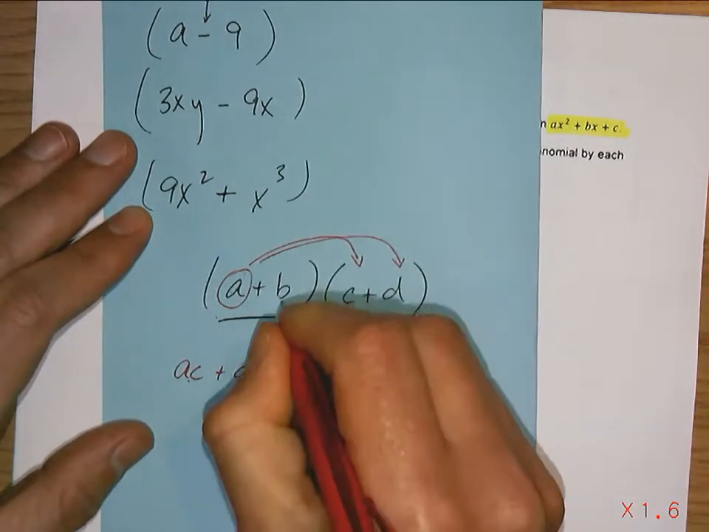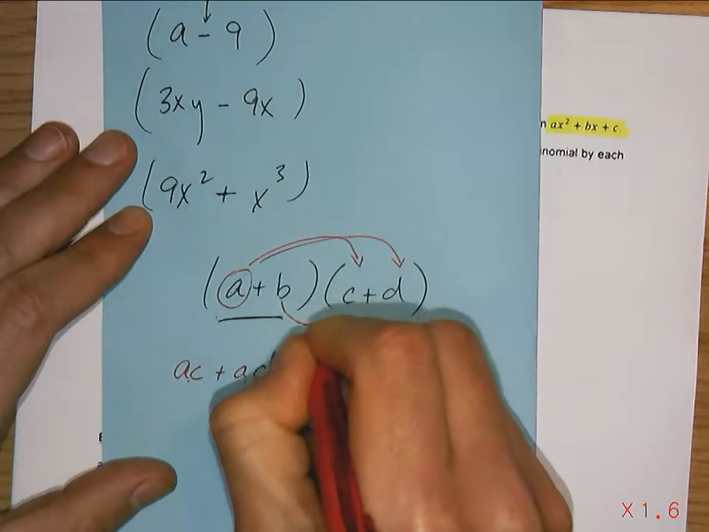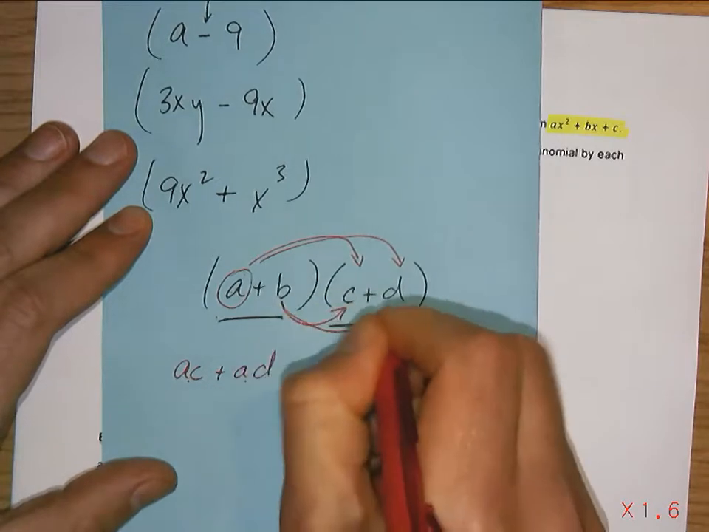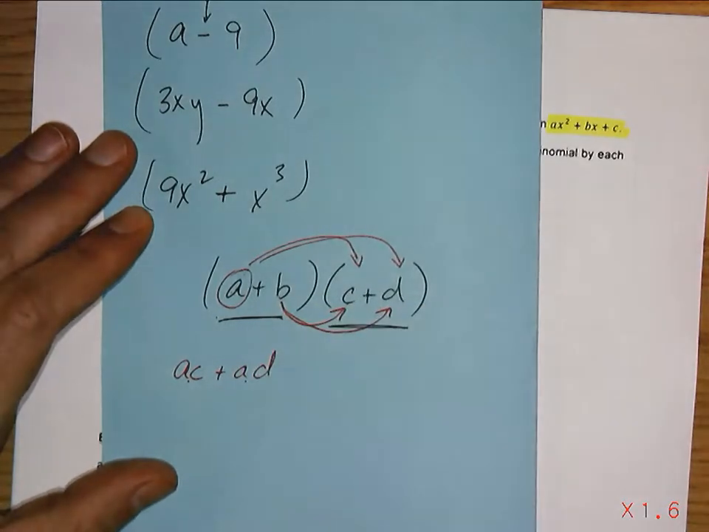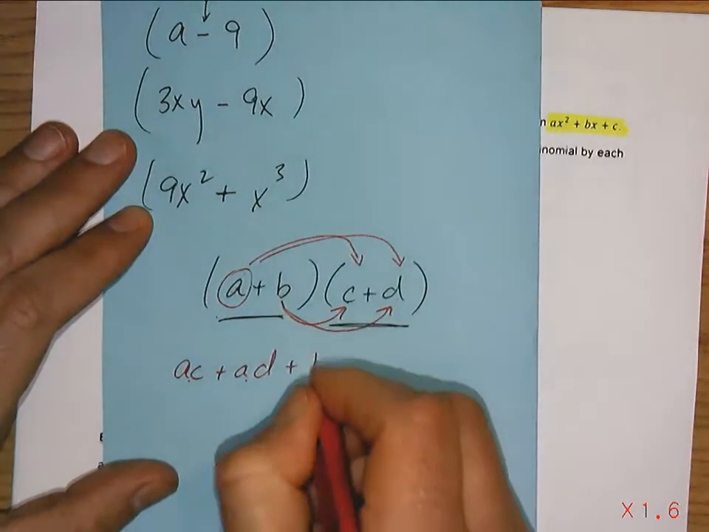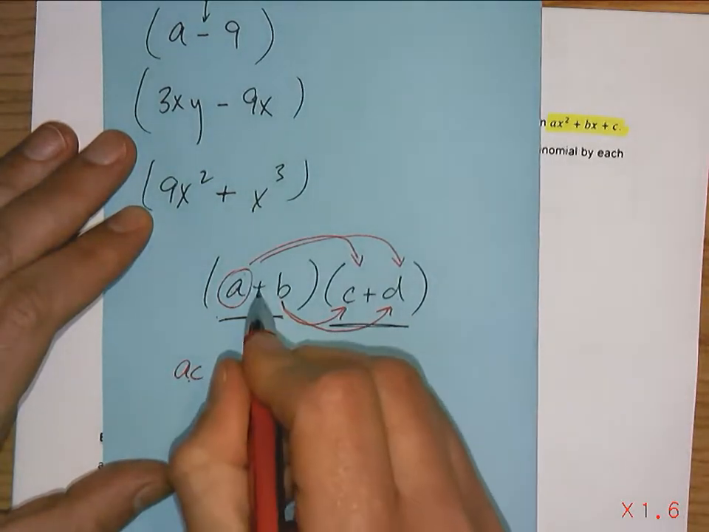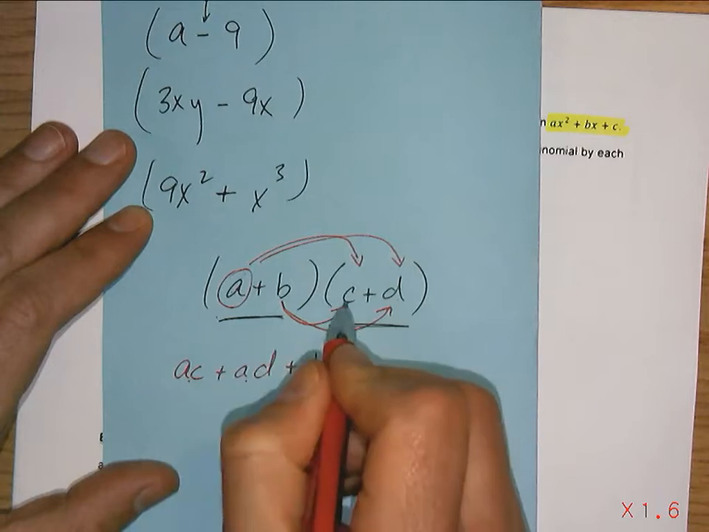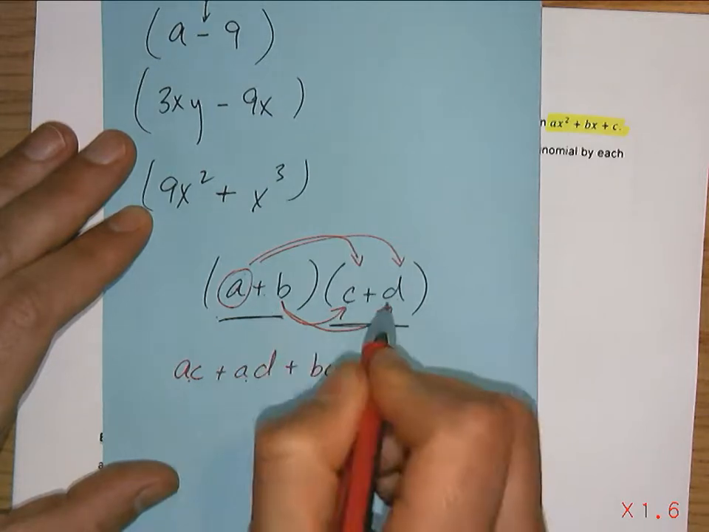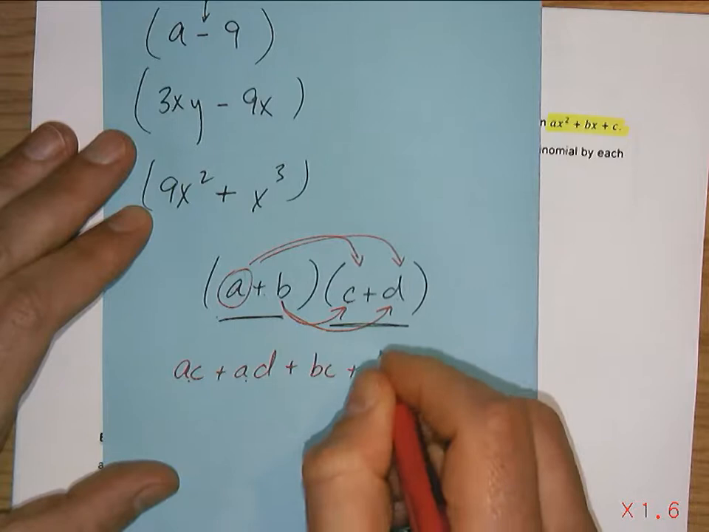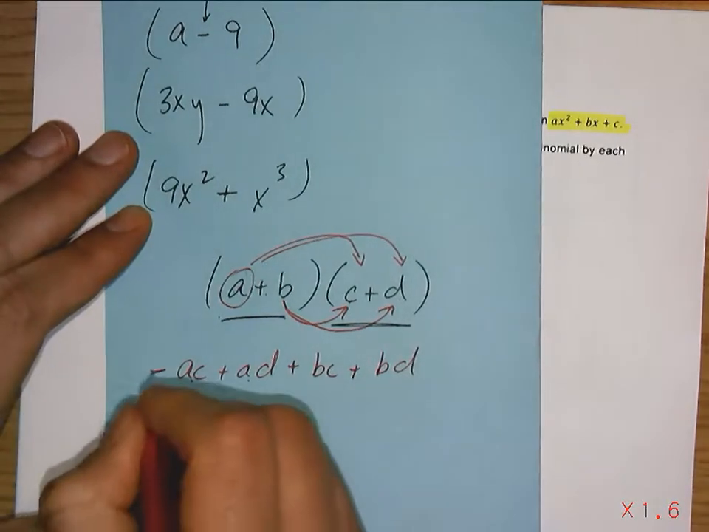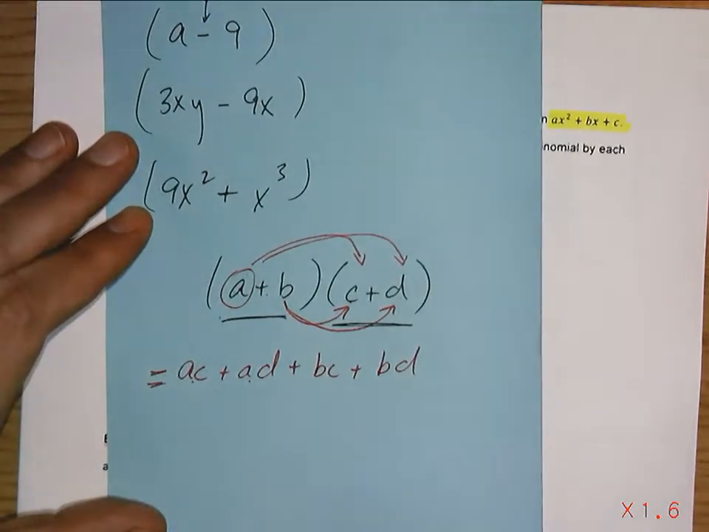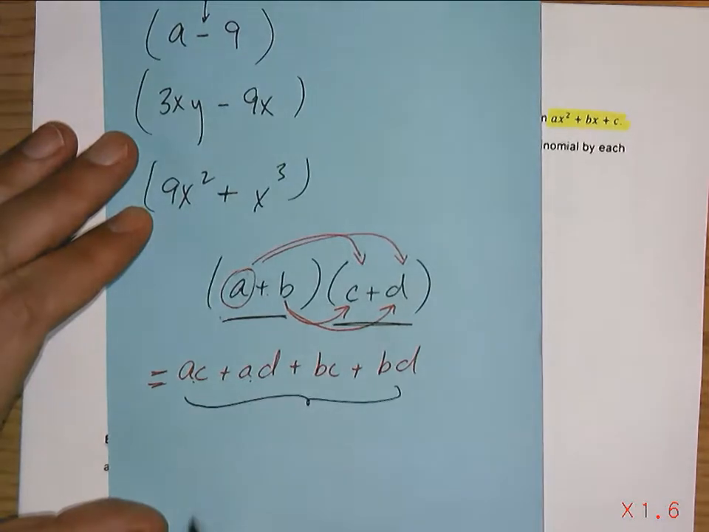Then what you do is you take the second term in the first binomial and you multiply it by each term in the second binomial. So b times c, notice I put a plus because it's positive b times positive c. Now it's going to be positive b times positive d, which again is a positive, and we end up with that. So this binomial times binomial ends up giving us a polynomial of 1, 2, 3, 4 terms.